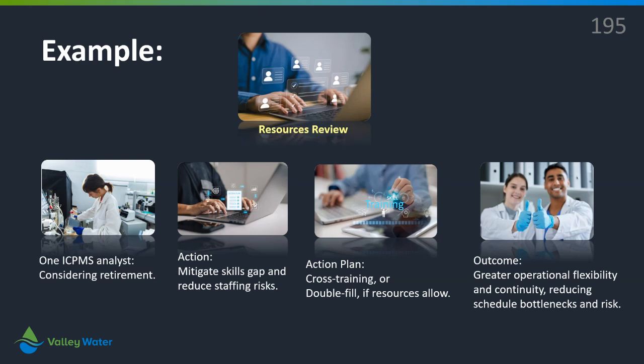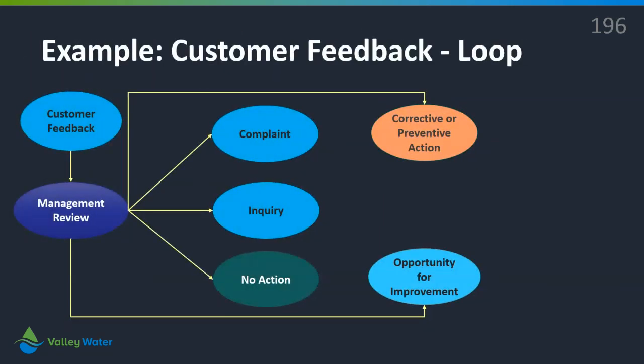Next, we will review an example of a feedback loop that originates from and ends with the management review process, and we will use customer feedback as an example. Review of customer feedback is a requirement. Let's look at an example of a feedback loop involving customer feedback. We use 5 main categories to analyze and look at the possibilities.